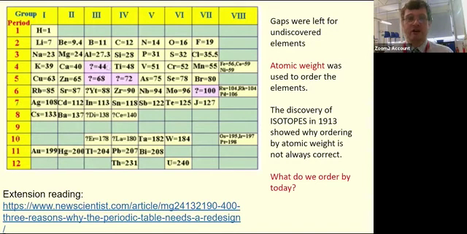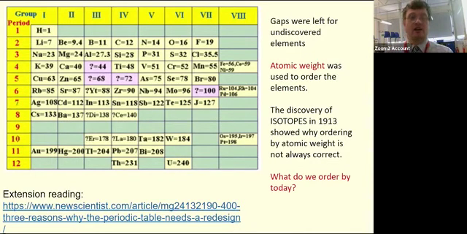So the key thing here, he combined both arranging them in order of mass and in chemical properties, and left gaps and ignored the relative mass where it was inconvenient. He went, well, I'm just going to ignore that. Don't worry about it. And you can see there's quite a lot of gaps here. We've since discovered those.